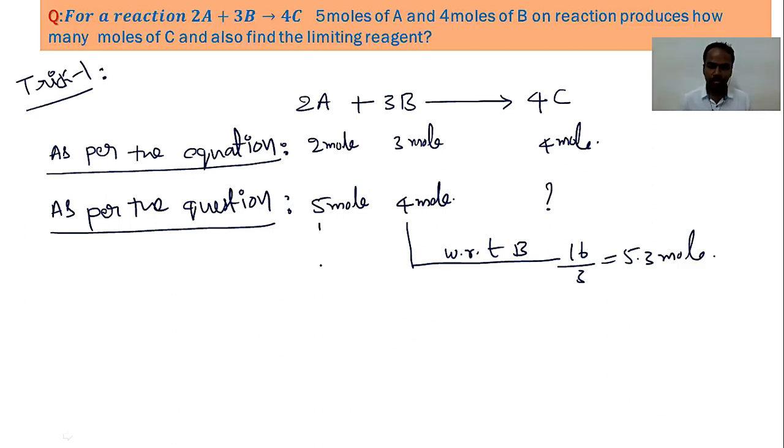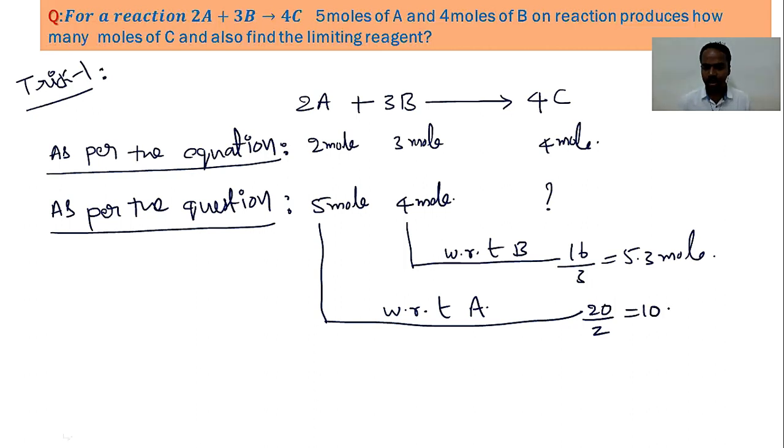With respect to A, 2 moles of A can produce 4 moles of C, then 5 moles of A can produce how many moles of C? 2 moles produce 4 moles, exactly double here. 5 moles can produce how much here? 10. Otherwise, cross multiplication, 5 into 4 divided by 2, 20 by 2, exactly 10 moles of C. So these are the number of moles with respect to the reactants B and A. Between these two, 5.3 moles is the least.